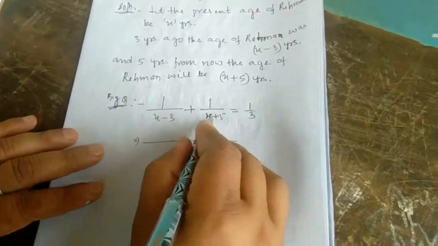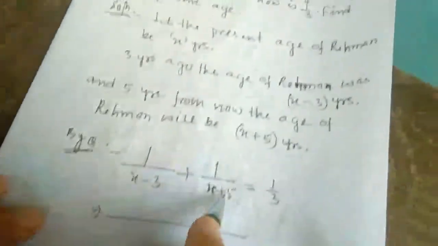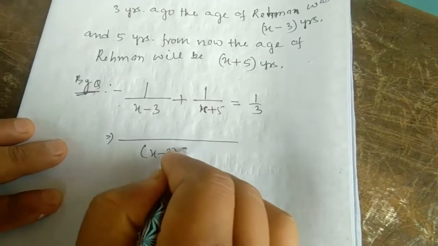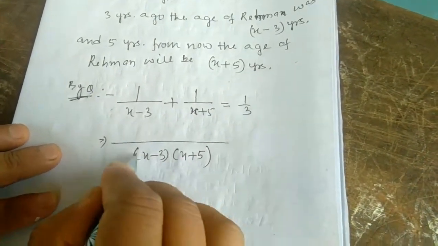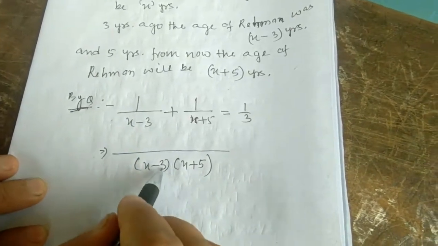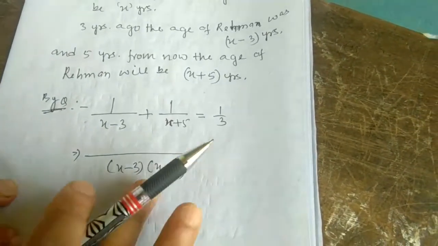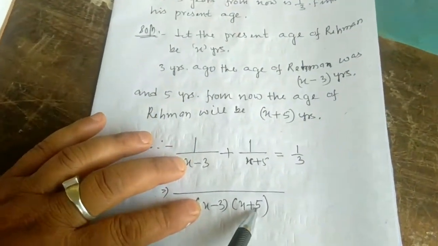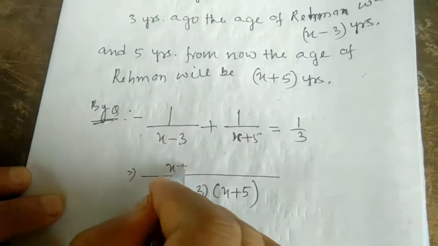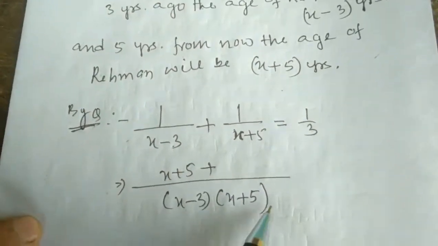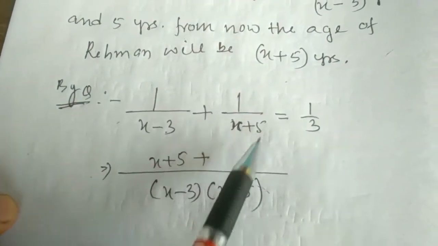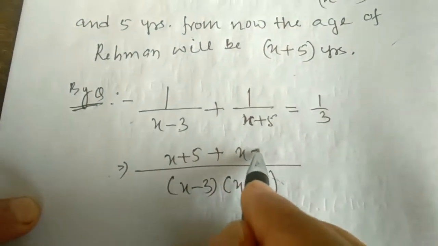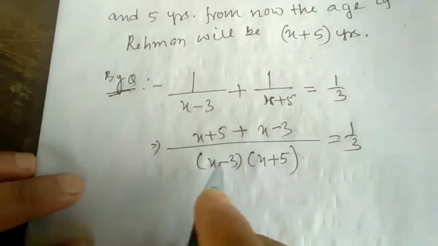So what we'll do, first we take the LCM. Here it is x minus 3 and x plus 5 in the denominator. So both denominators multiply: x minus 3 into x plus 5 is the LCM. If you divide this LCM by x minus 3, x minus 3 will cancel and x plus 5 will remain. Similarly, if you divide by x plus 5, x plus 5 will cancel and x minus 3 will remain, equal to 1 by 3.